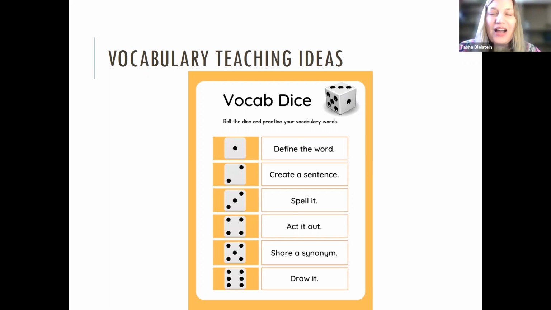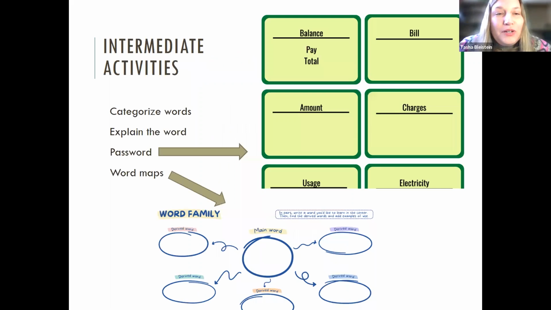So you have them practice with their partner, taking turns rolling the dice. And then with the word boots, each person has rolled the dice once and done something different with the vocabulary word. For intermediate learners, a little bit higher level, you could have them categorize the words.